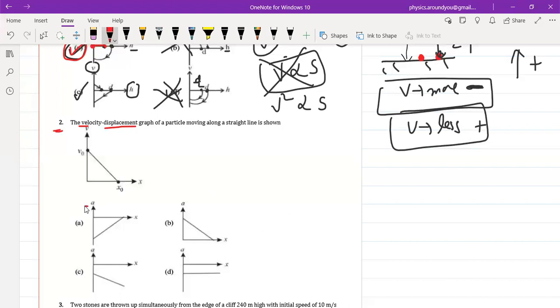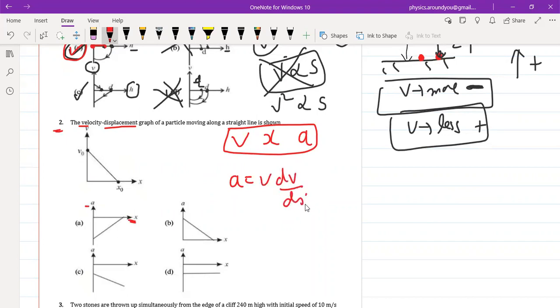They're asking acceleration displacement. Is there any relation which relates velocity, displacement, and acceleration in a single line? V, X, and A. The equation should have all these three. That is the hint. So that would be nothing but a equal to v dv by dx, right?